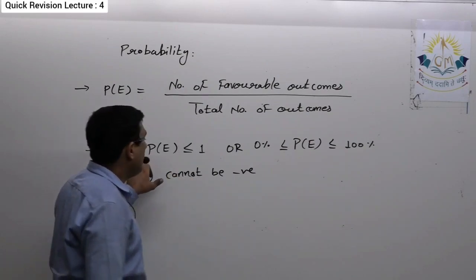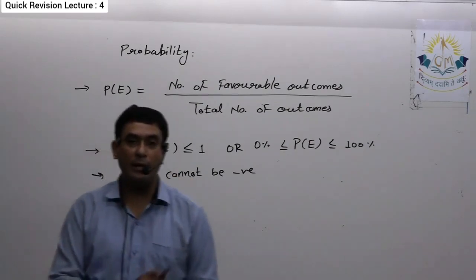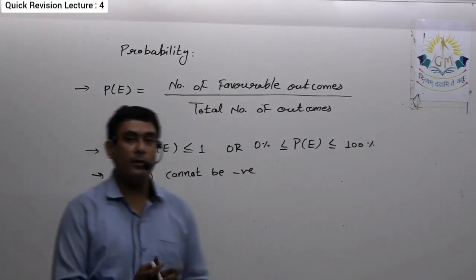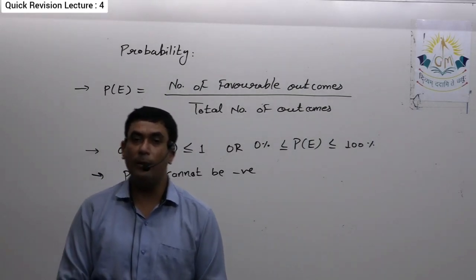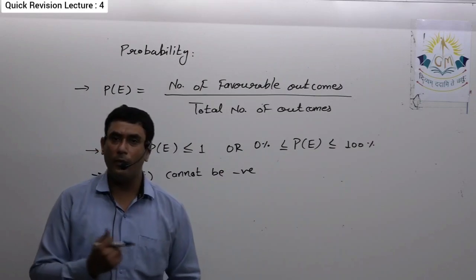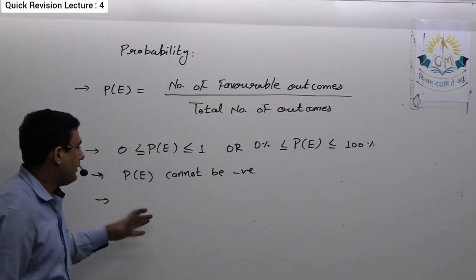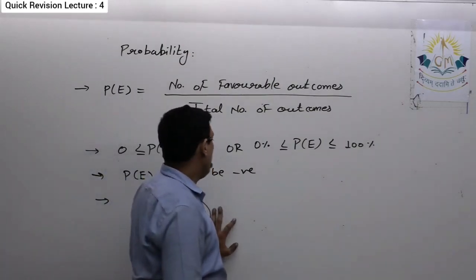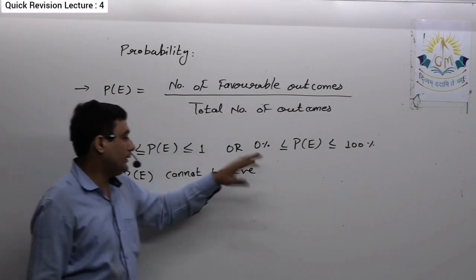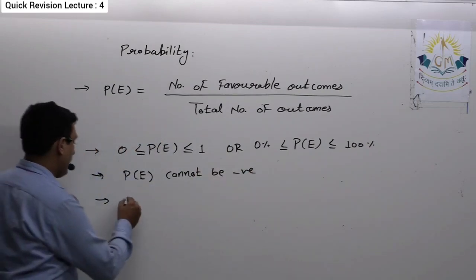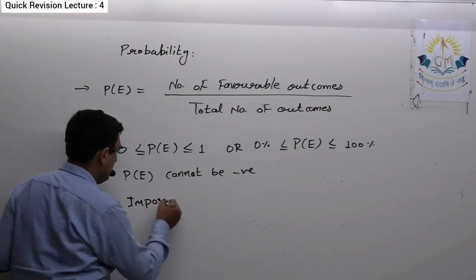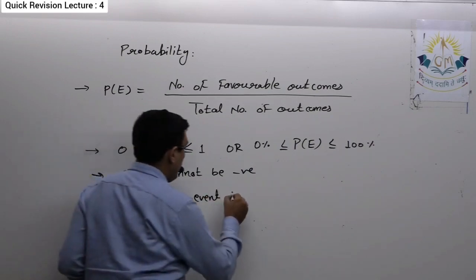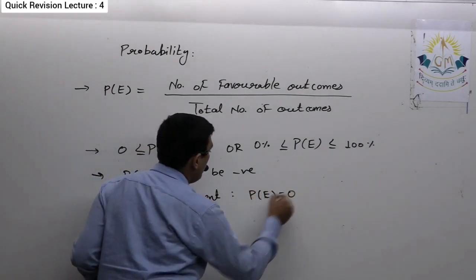Whenever the probability is 0, we say the event is impossible. For example, the probability of getting 7 on a throw of a dice is impossible, because the dice has only 6 numbers, from 1 to 6. So we cannot get 7 on a single throw of a single dice. It is not possible to get 7. The event is called an impossible event, P of E equal to 0.